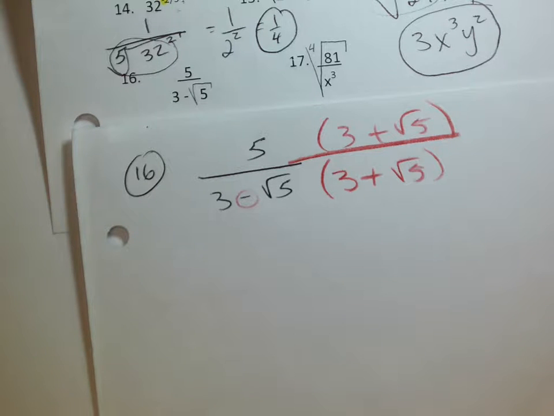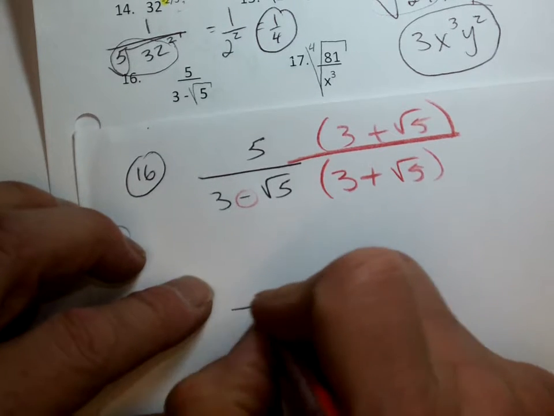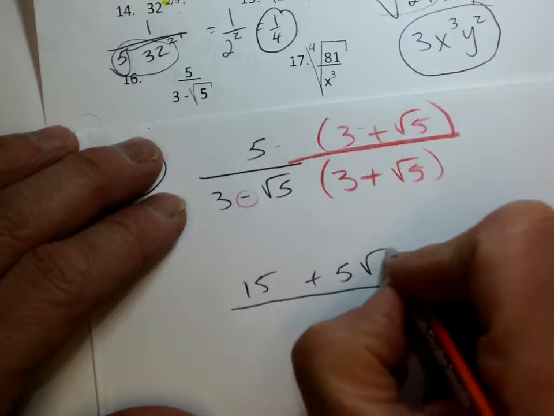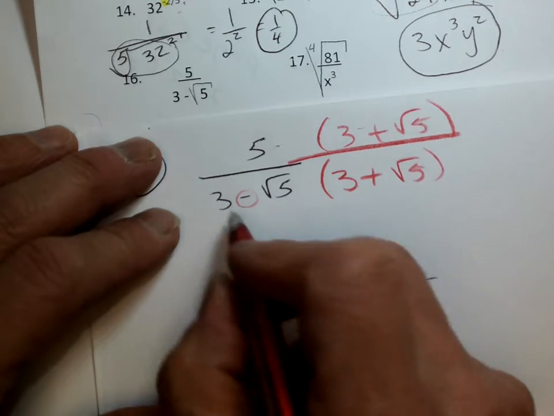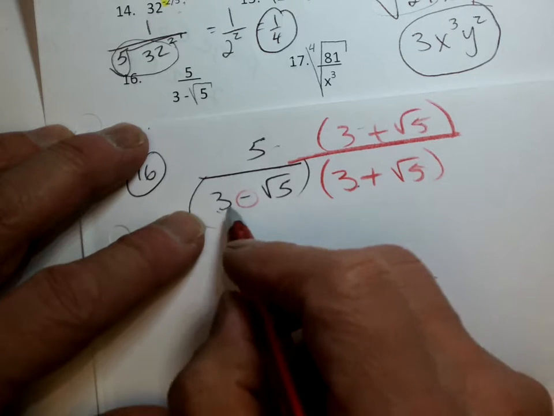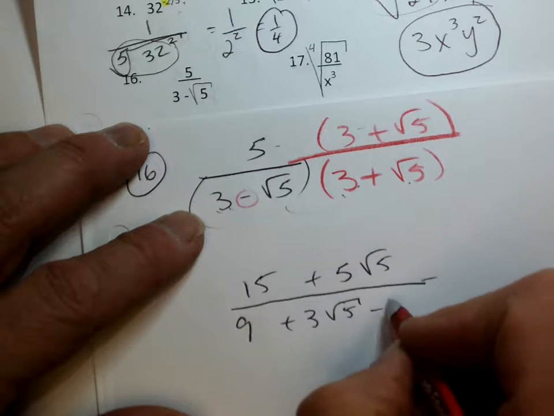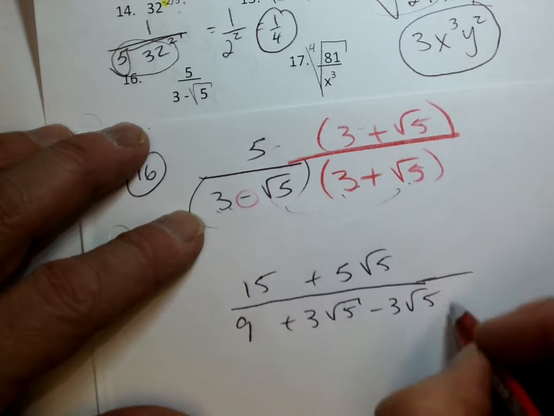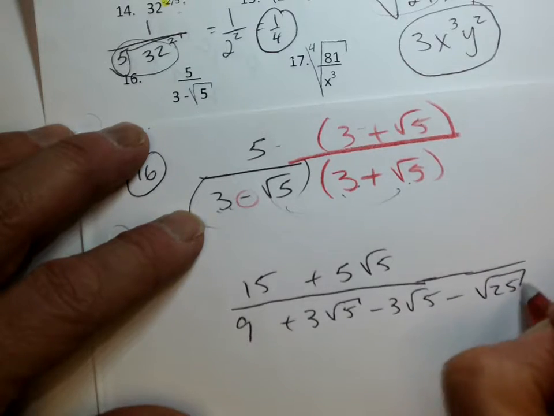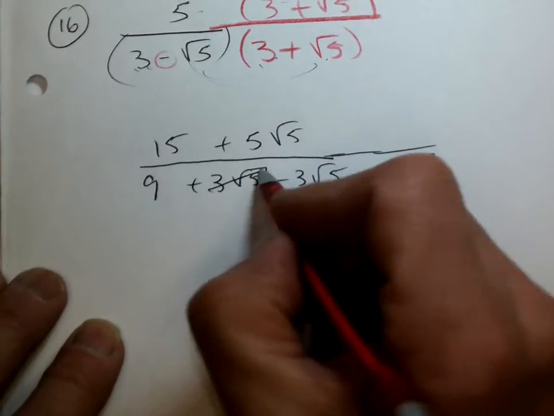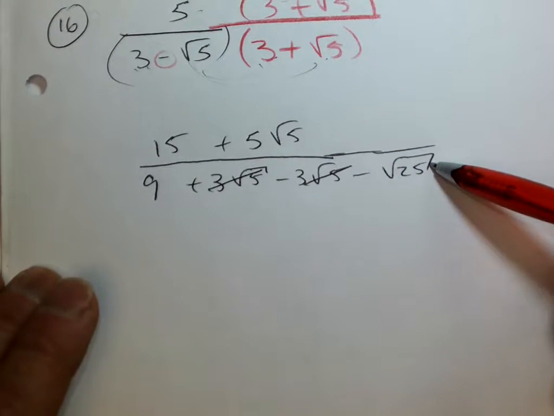All right, so I'm going to get 15 plus 5 square roots of 5 over 9 plus 3 square roots of 5 minus 3 square roots of 5 minus the square root of 25. Now the reason we want to do that is when you take a look at doing the conjugate, these two cancel. You have a square root, but the square root of 25 is 5, plain old 5, so you're going to wind up with no square roots in the denominator.